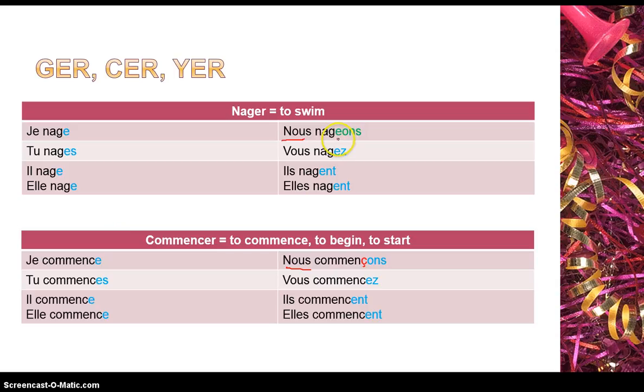All right, so with the nous form in ger verbs, instead of just adding ons, you're actually adding eons, and that's for pronunciation purposes. Nageons, nageons. If you didn't have that e there, it would be pronounced nagon, which is incorrect. So you need the e. Anytime you have a ger verb, you will need to add eons. Okay? Other verbs on our list were voyager and manger.